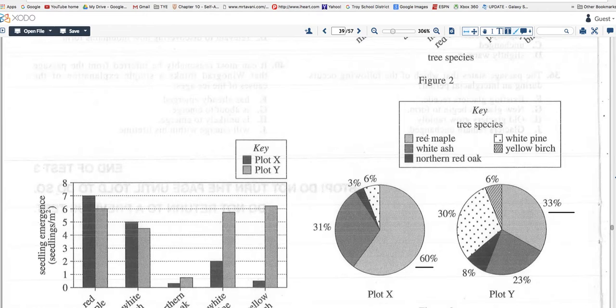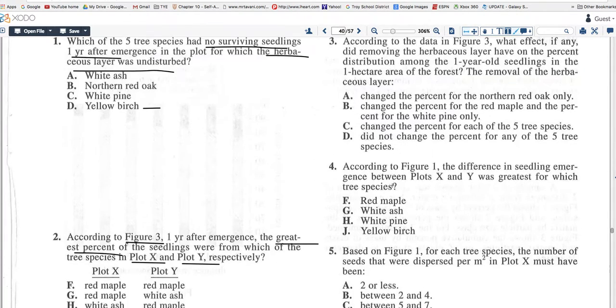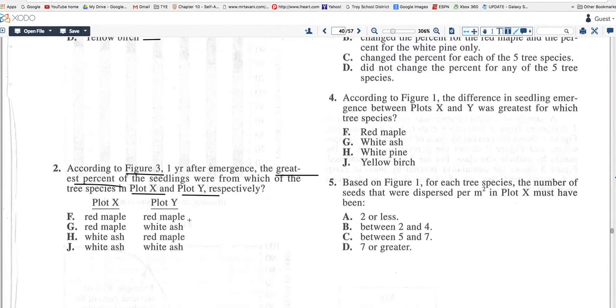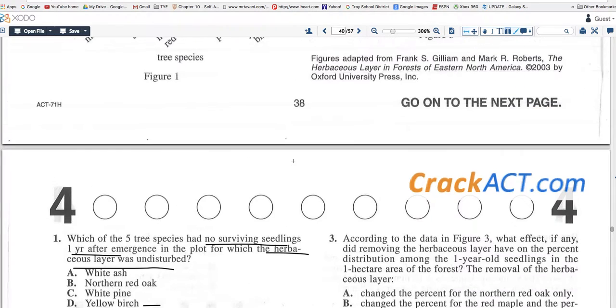Now I'm going to match that up with the key. Okay, what shade is this? Well, that's red maple. Same thing with the 30%. That's red maple as well. So, what's my answer? It's red maple, red maple. Good. It's going to be F.